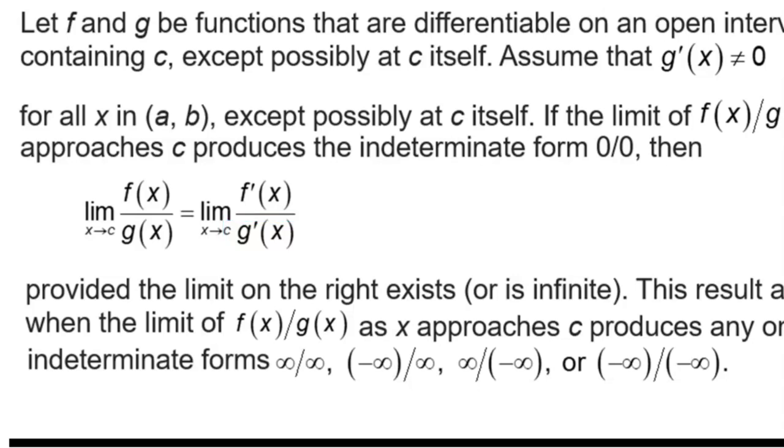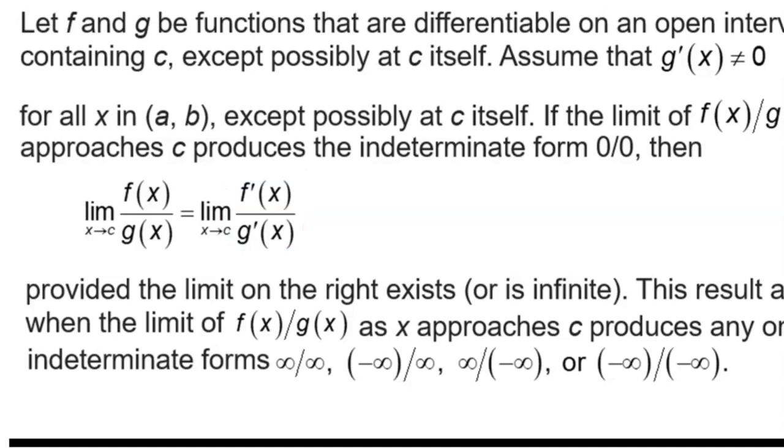I want to be very clear here that what's happening here is not the quotient rule. We are not applying the quotient rule. We are simply taking the derivative of the numerator over the derivative of the denominator. And then we can again try direct substitution. And perhaps this expression would give us something that we could then evaluate the limit with.